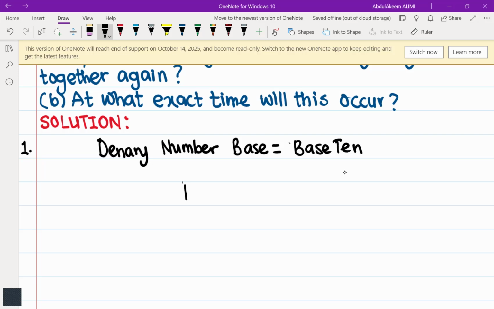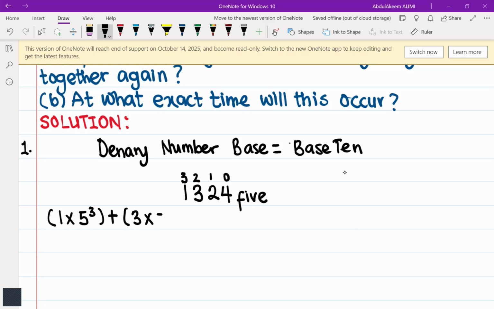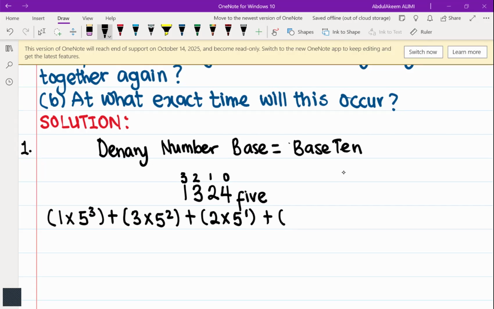I have 1, 3, 2, 4 in base 5. The first thing is what? I'll put my 0, 1, 2, 3 here. The next thing I will do now will become 1 times 5 raised to the power of what? 3 plus 3 times 5 raised to the power of what? 2 plus 2 times 5 raised to the power of what? 1 plus 4 times 5 raised to the power of what? 0.